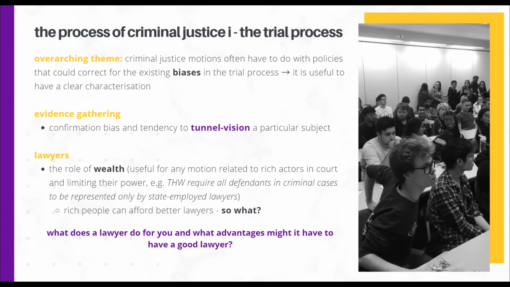For example, the motion this House would require all defendants in criminal cases to be represented only by state-employed lawyers is a motion where, if you are on government of that motion, you are required to explain why under the status quo, where people can pay and pick a private lawyer, there is some sort of injustice and some sort of advantage that rich people would have. Obviously, it also can apply to other rich actors, for example, companies, and why it is bad that companies are able to buy really massive amounts of lawyers that are able to help them.